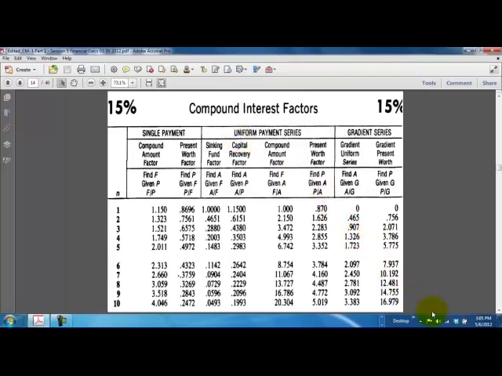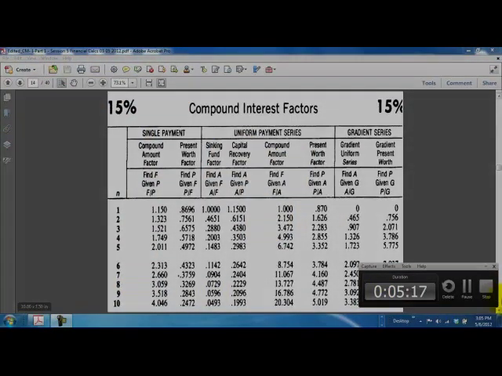Okay, so now that you understand these interest tables, understand that there will be interest tables for every interest rate. And those are easily found on the internet, or again, we'll provide those for you in class or whenever you have a quiz.